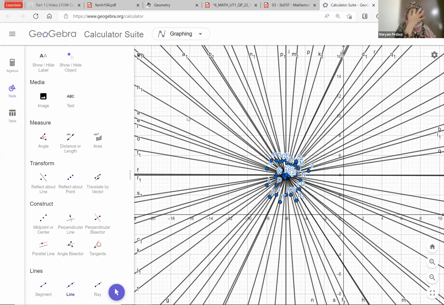By the way, you can use this website for experimenting with stuff. Just play around with the stuff whenever you're free. This is called geogebra.org.